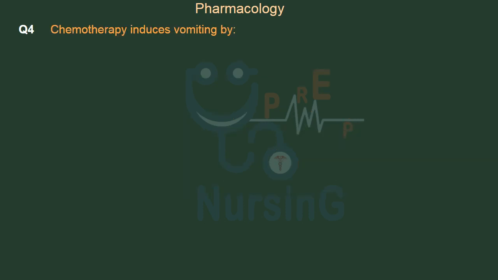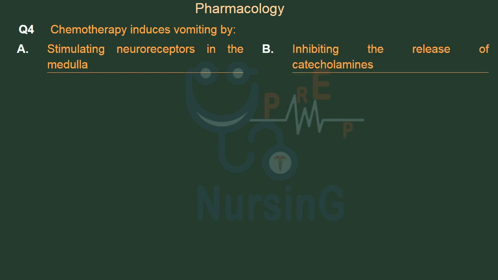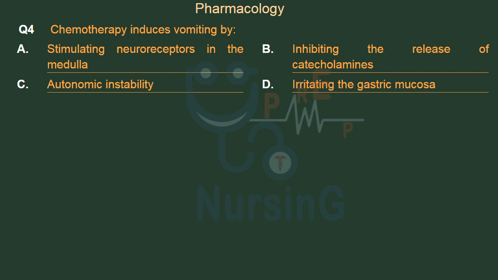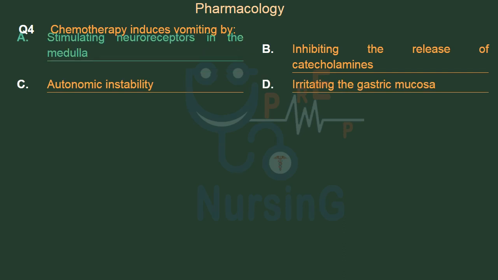Chemotherapy induces vomiting by: Option A. Stimulating neuroreceptors in the medulla. Option B. Inhibiting the release of catecholamines. Option C. Autonomic instability. Option D. Irritating the gastric mucosa. Right answer is Option A.